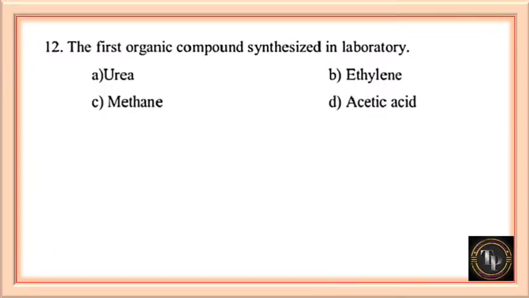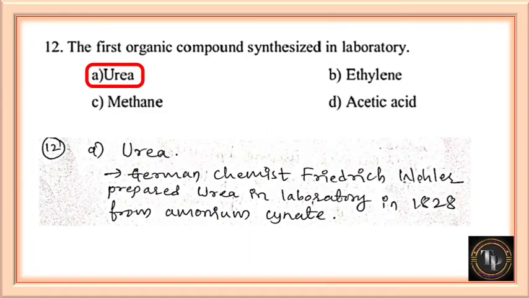The first organic compound synthesized in laboratory is urea. This was synthesized by German chemist Friedrich Wohler. He prepared urea in laboratory in the year 1828 from ammonium cyanate. Urea formula NH2CONH2. Already you know that.